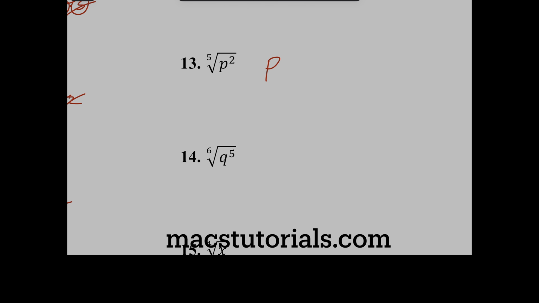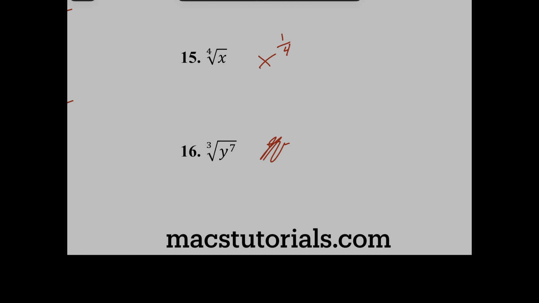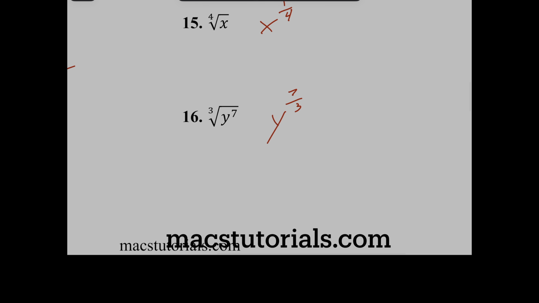Number 13 is going to be p to the 2, do the root as a denominator. 14 is going to be q to the 5 over 6. The root is the denominator. This one's going to be x. Now, if you're going to have a denominator, you need a numerator. There is no exponent, so we write 1 kind of as a placeholder, right? And it would look like that. And number 16, what am I doing? Would be y to the 7 over 3. Again, the root is the denominator.